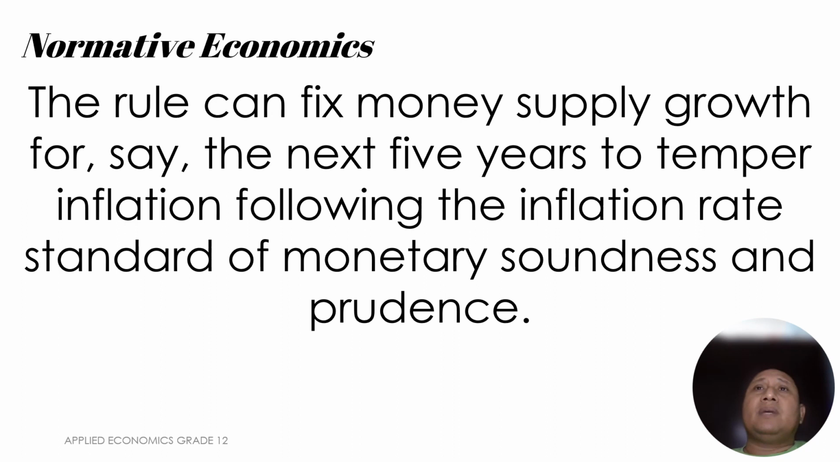The rule can fix money supply growth for, say, the next 5 years to temper inflation, following the inflation rate standard of monetary soundness and prudence. So in other words, if we understand the monetary system, in order to fix inflation, you just don't print money. You have to find the real cause of inflation. Is it because of shortage of raw material, of supply, or import prices?